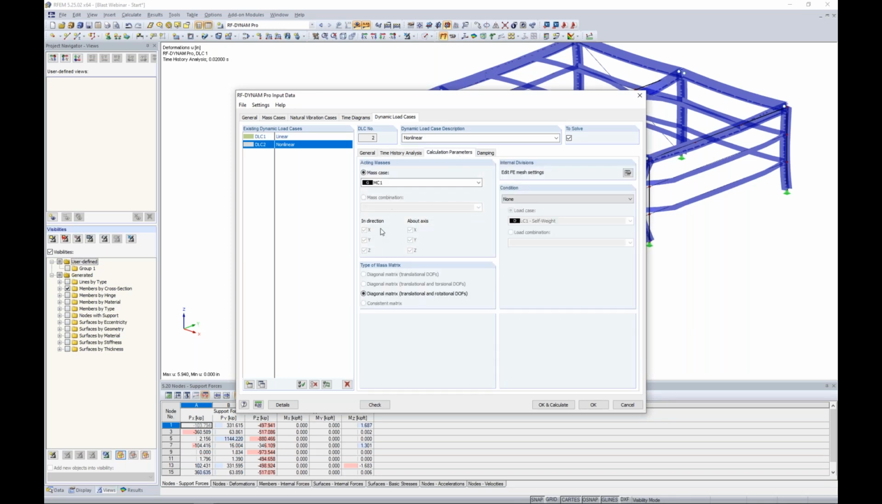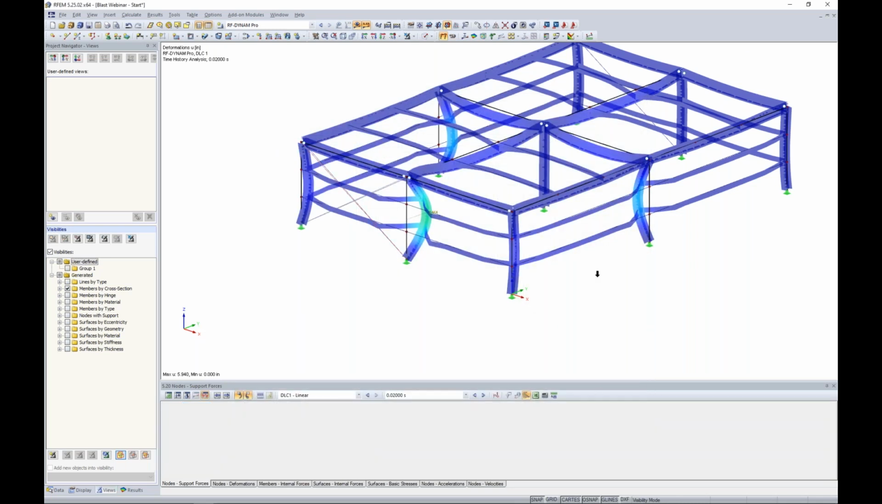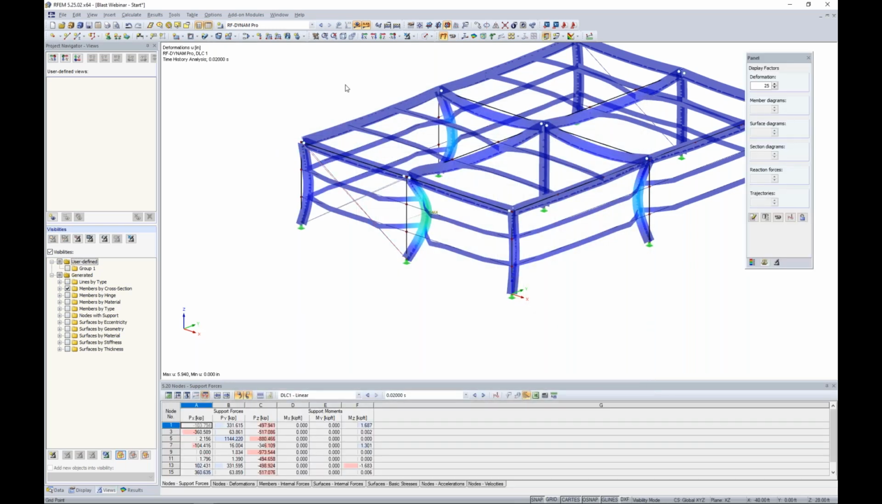Realistically, under calculation parameters, notice only the diagonal matrix is available for this particular explicit solver. And for damping considerations, we can leave this the same, but the program will only use the alpha coefficient for, again, this particular solver. So as you can imagine, this is going to take a little bit longer to solve than what we saw with our linear.